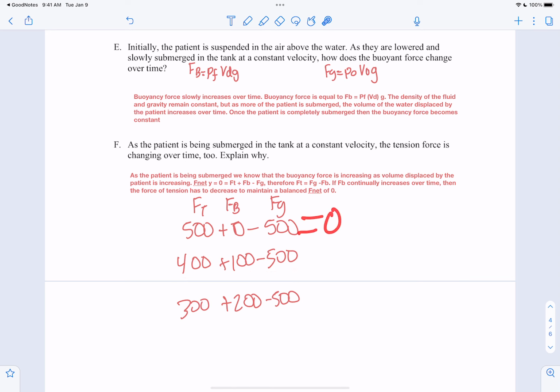We always want the answer to be 0. We want the F net Y to be 0, so there's no motion. There's no net force in the Y direction for the patient. So you can see that as the buoyancy force is increasing from 0 to 100 to 200, tension is decreasing from 500 to 400 to 300. So if Fb continually increases over time as the patient is submerged into the water, the force of tension has to decrease to maintain a balanced F net of 0.